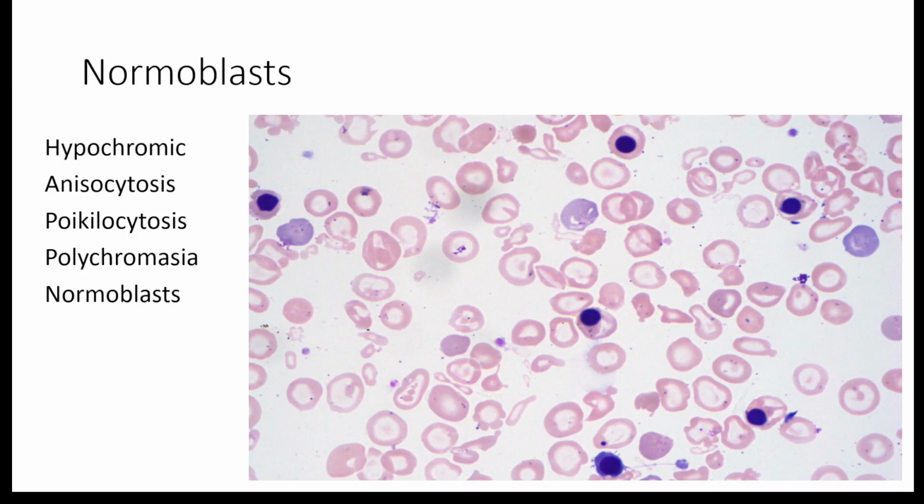Another important feature that you're seeing over here are these fragmented RBCs. What's the word for the fragmented RBCs? Schistocytes. So the presence of schistocytes suggests that this is a smear of a thalassemic patient, or for that matter any hemoglobinopathy patient, because there also you'll get all these features: hypochromia, anisocytosis, poikilocytosis, polychromasia, normoblasts. So the presence of schistocytes will push your diagnosis more toward a hemolytic anemia.